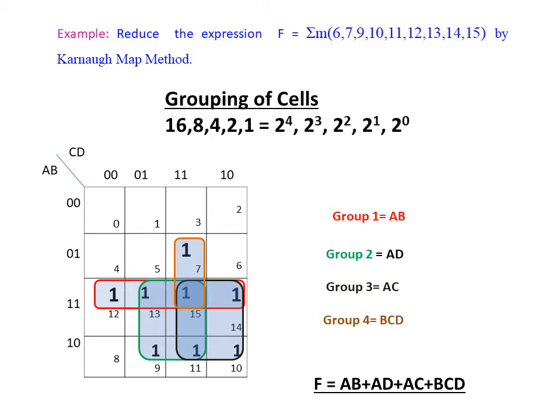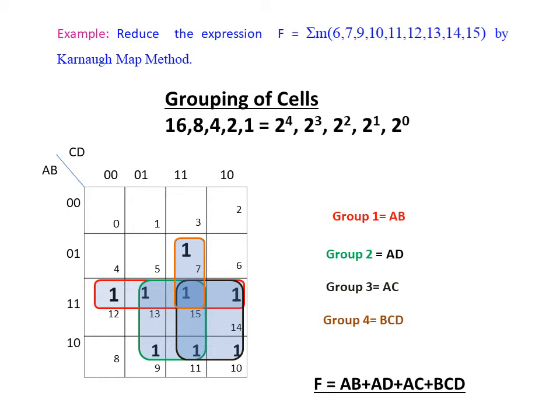Reduce the expression F by the Karnaugh Map method. This is the 4 variable map, so 4 variable K map is used. First draw the 4 variable K map and place the min terms into the corresponding cells. The given min terms are 6, 7, 9, 10, 11, 12, 13, 14, 15. For SOP expressions, we have to place 1 in the corresponding cells. So I am placing the ones first.